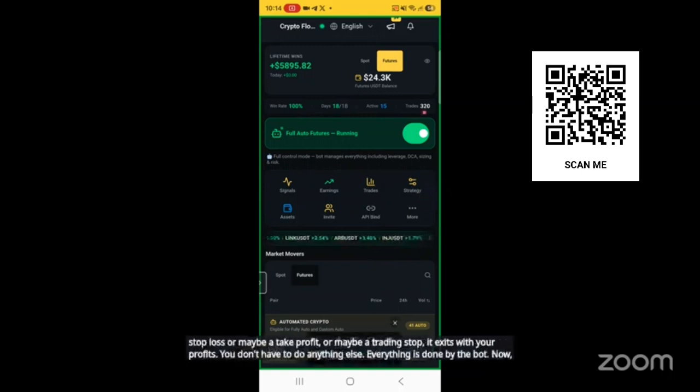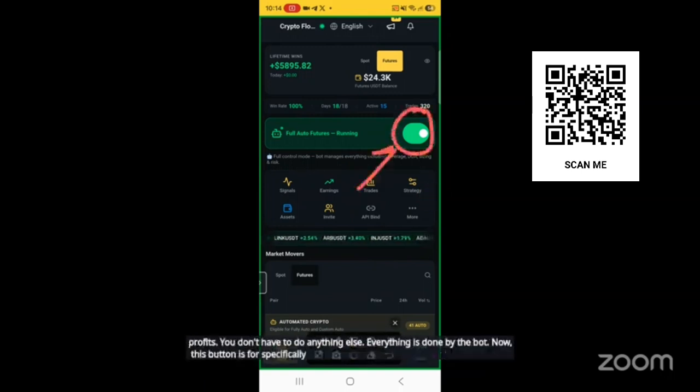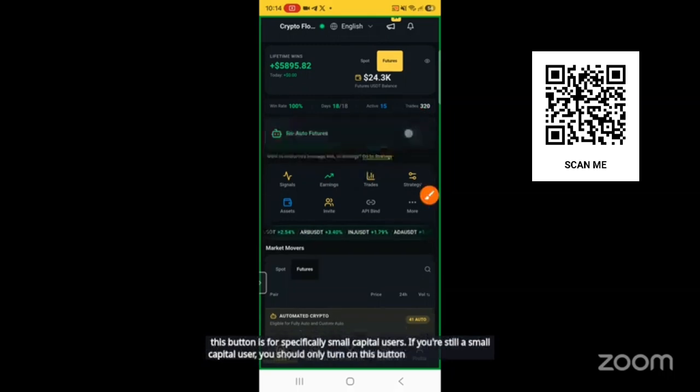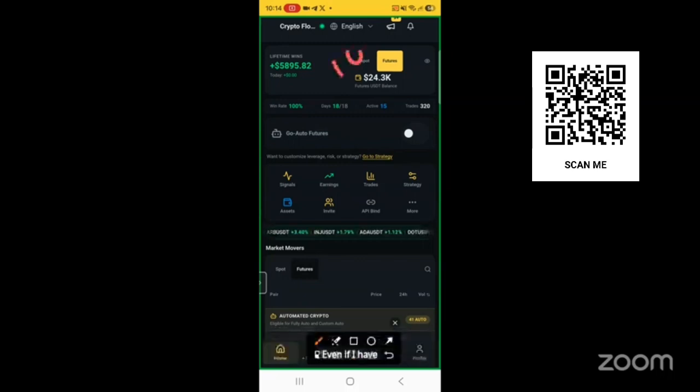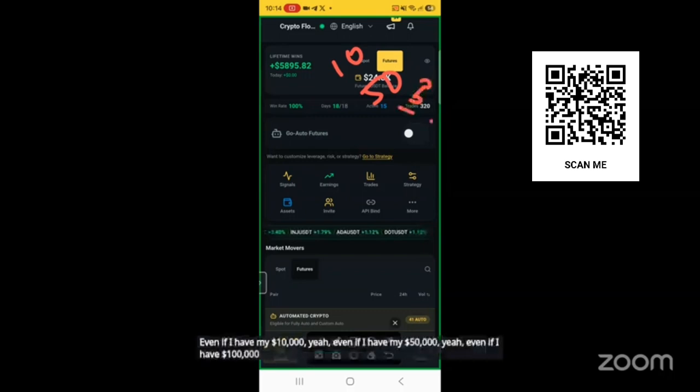Now, this button is specifically for small capital users. If you're still a small capital user, you should only turn on this button. But we have written to the management and we have requested that even if I have my $10,000 here, even if I have $50,000, even if I have $100,000, let me just turn on one button and it sorts everything. So we have requested them.